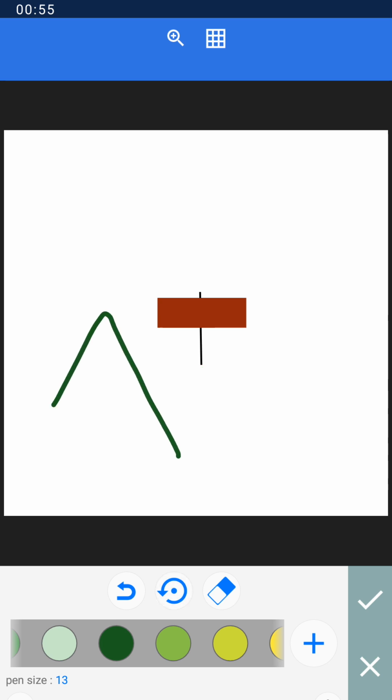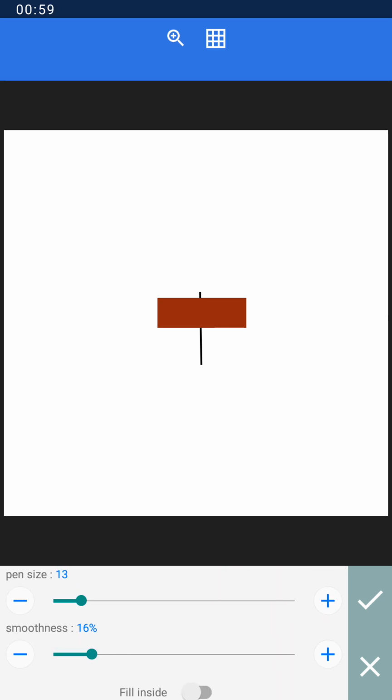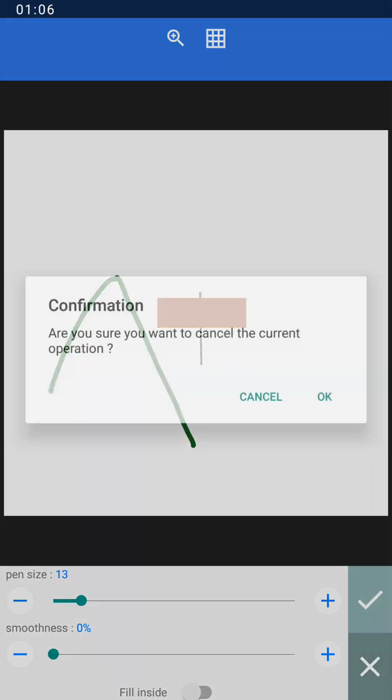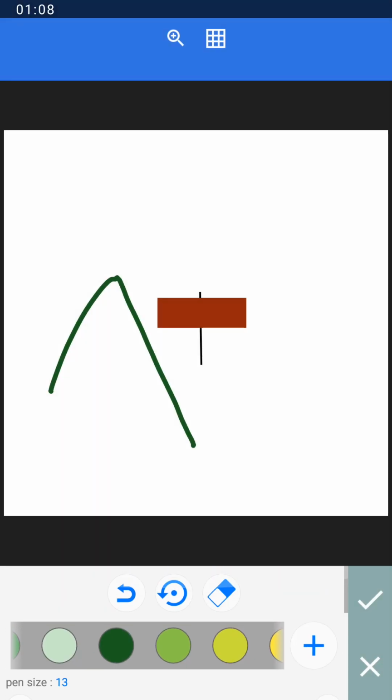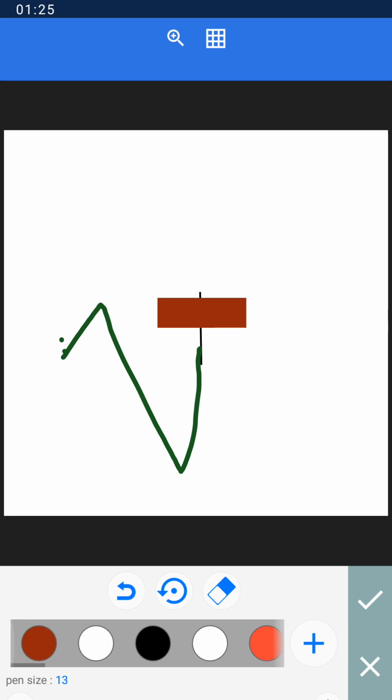I think I should smoothen the pencil. Alright, so it moves this way. No, it moves this way. Okay. So you see that what we are seeing here is somehow different from what we should be seeing.